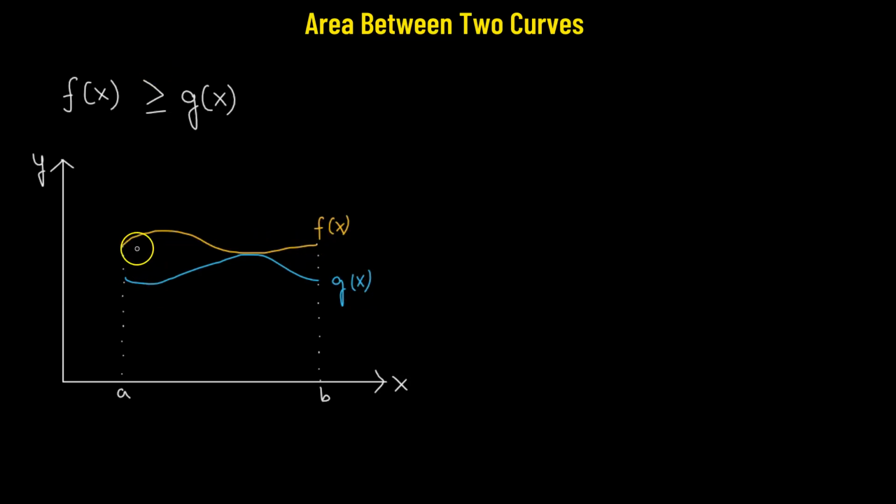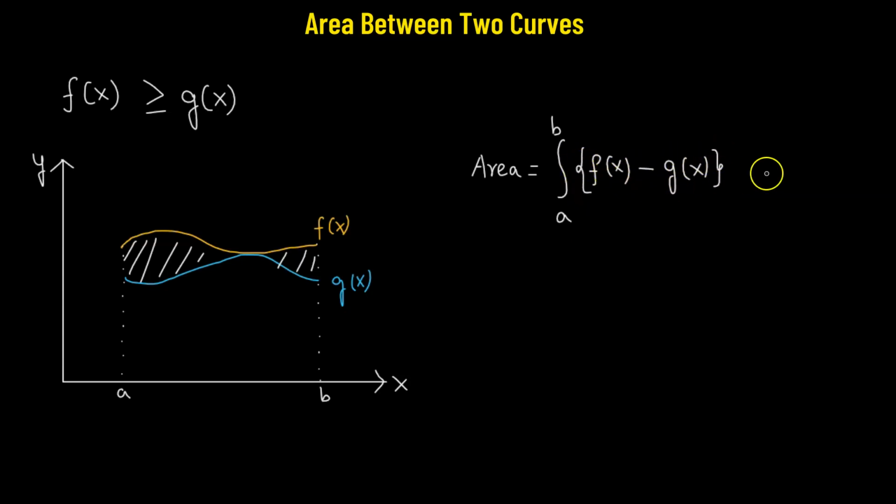Our goal will be to determine the area bounded by these two curves on the interval a and b. So this area will be given by integration going from a to b. We'll take the function which is bigger than the other one, that means we have f of x, and from this function f of x we are going to subtract g of x and integrate it with respect to x. So this is going to give us the area of the shaded region.